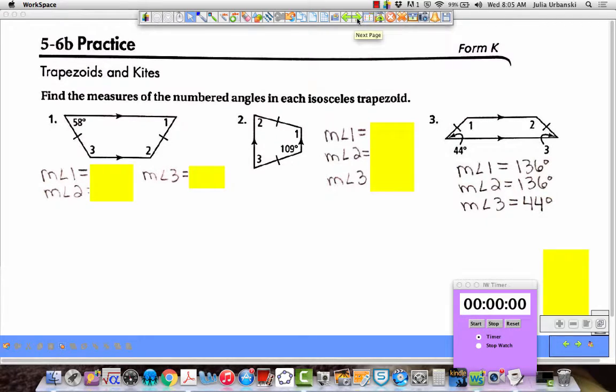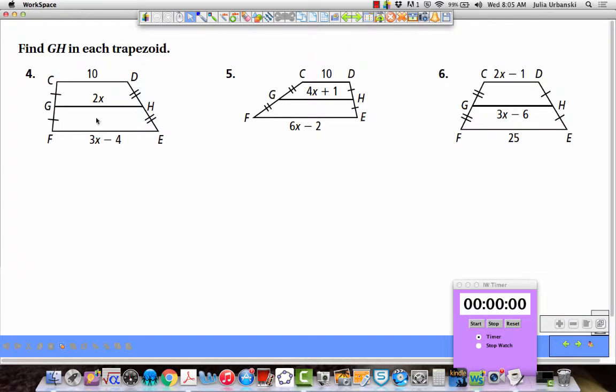Look at the next row down. Now we're not just talking about angles anymore. Now we're talking about mid-segments. And write this down with me right now. Write it at least once.